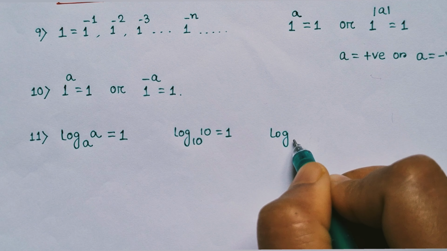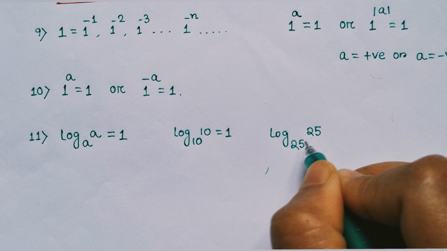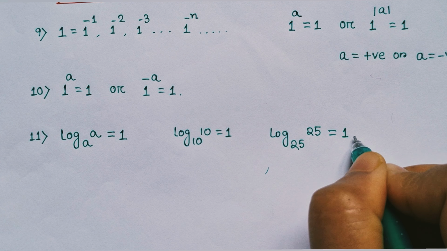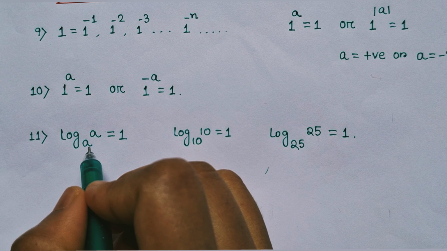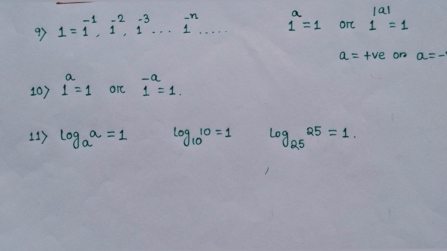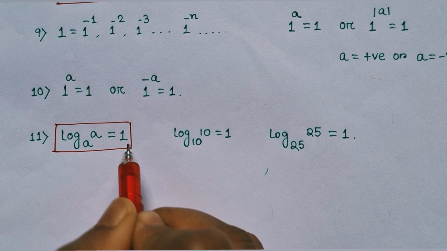Log 25, argument 25 base 25, it will always give the value 1. A is the variable. In place of A, we can write any value. So if the argument and the base are the same, then it will give the value 1. This is a universal formula. Please remember, it will help you in your exam.